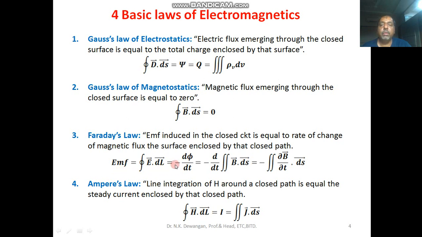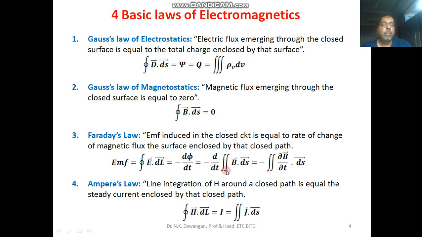So EMF is equal to minus d phi by dt. Phi is equal to the integral of B dot ds, that is the flux passing through any surface. You can write like this. If B is changing only and the surface is not changing, then we can write EMF is equal to minus the surface integration of del B by del T dot ds.